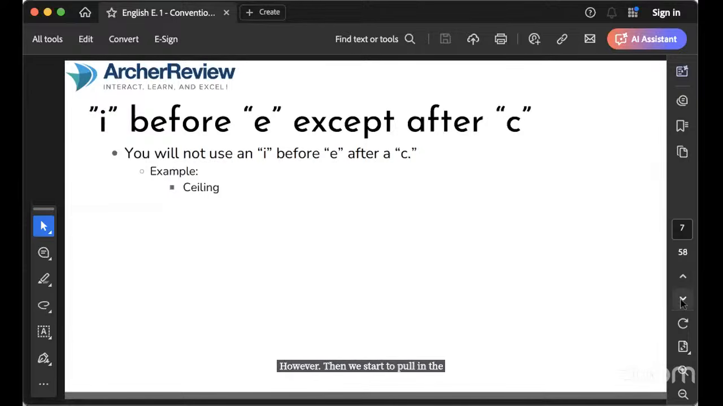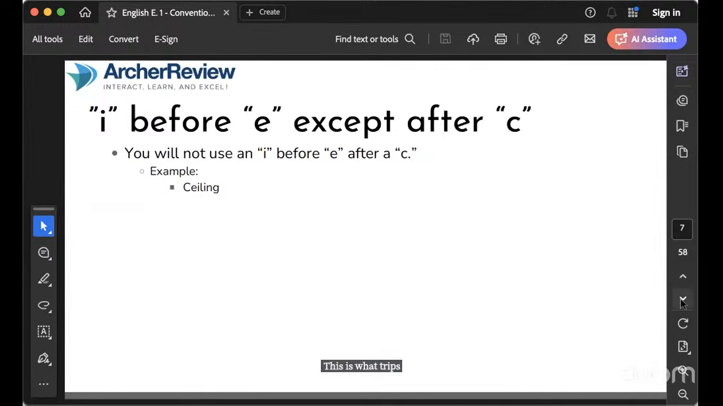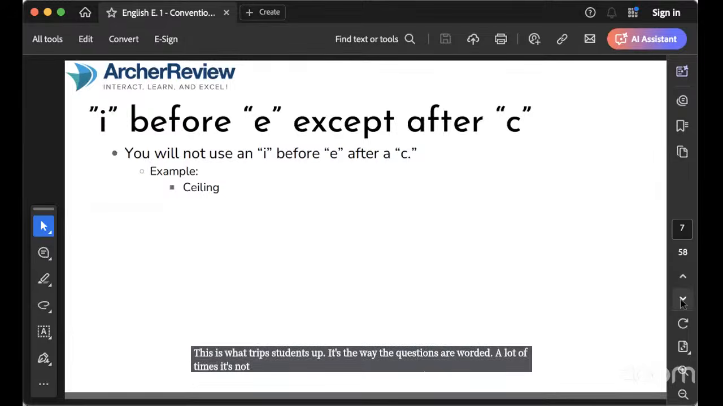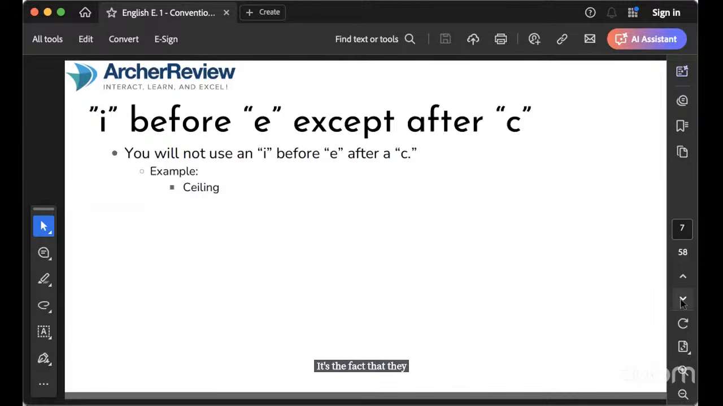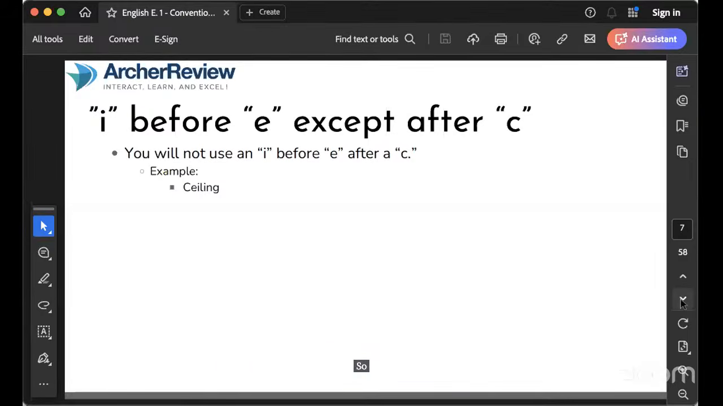However, then we start to pull in the exception rules. And this is the big wording that you have to pay attention to in your questions. This is what trips students up. It's the way the questions are worded. A lot of times it's not that they don't know the correct answer, it's that they're not recognizing the trick wording that's being given to them.